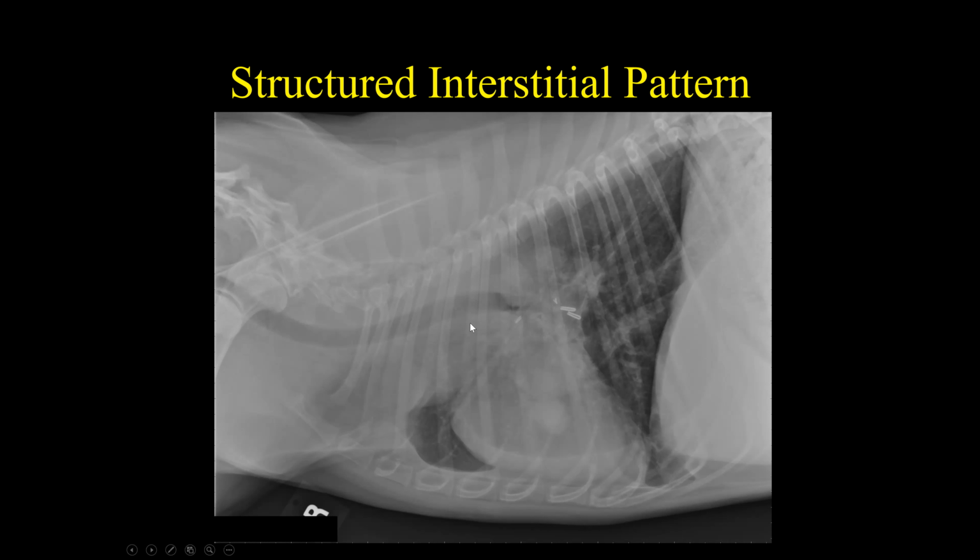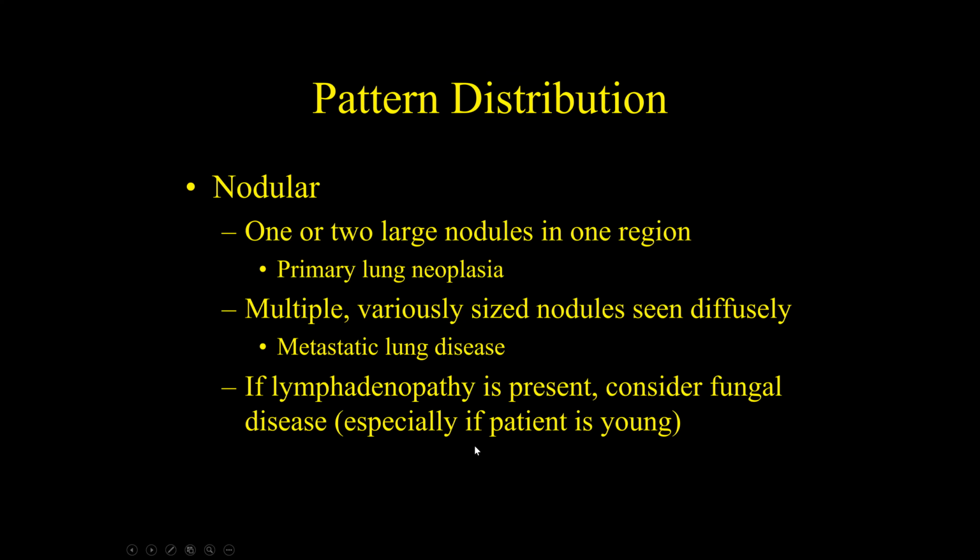Okay. So what are these little opacities right in here? They're well defined. They're kind of U-shaped. Those are metallic hemoclips that they've been in surgically, and they probably biopsied one of these lymph nodes and clamped off the blood vessels with those metallic hemoclips. But he's still got a structured interstitial pattern.